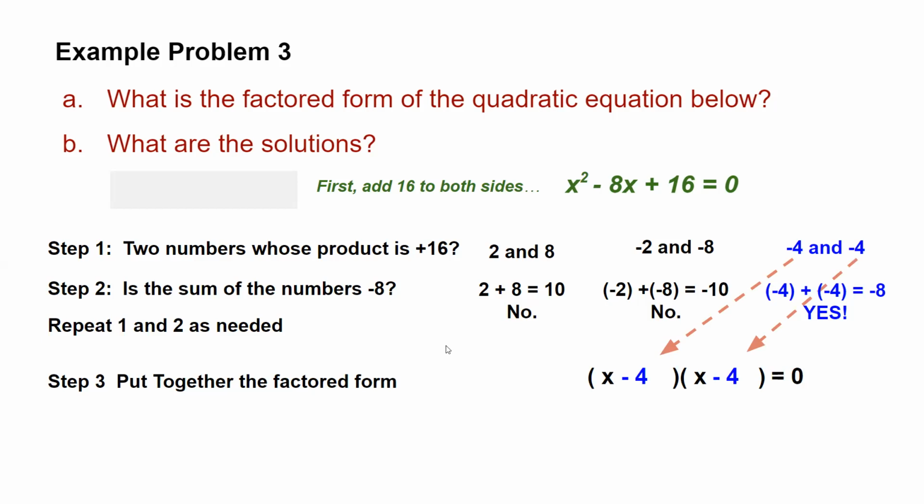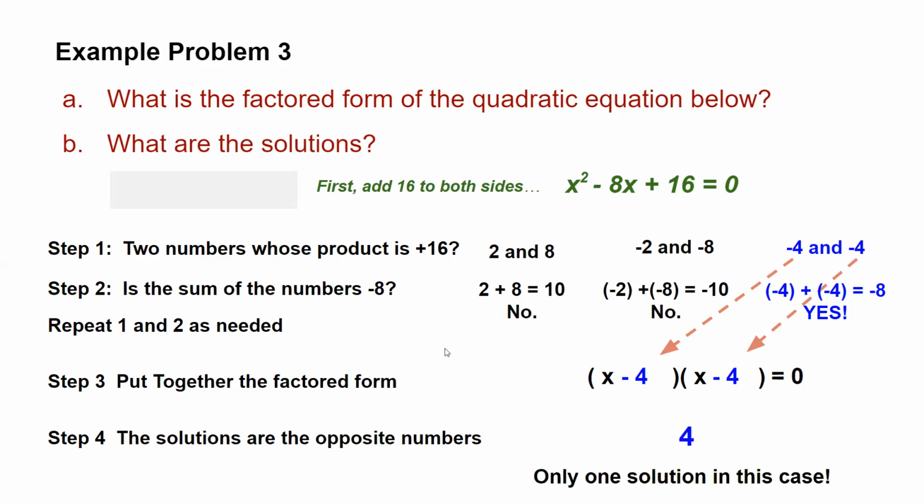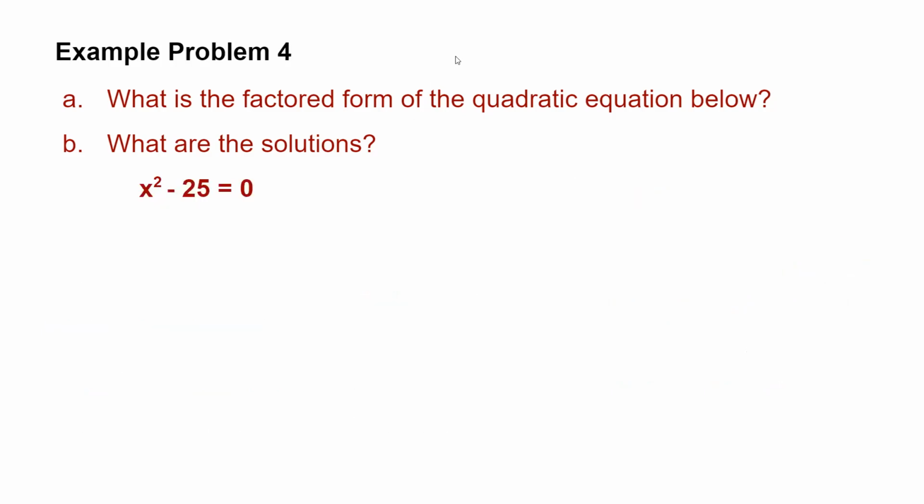Now we're looking for our solutions. In this case, there's only one solution. I talked about how there is frequently, actually most of the time, there are two solutions. But in this case, there's just one. And that's because our binomials are identical. We take the opposite of -4, we get 4. We take the opposite of -4, we get 4. They are the same number. They're not two solutions anymore. There's just one.